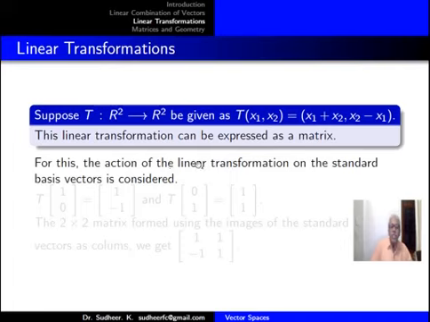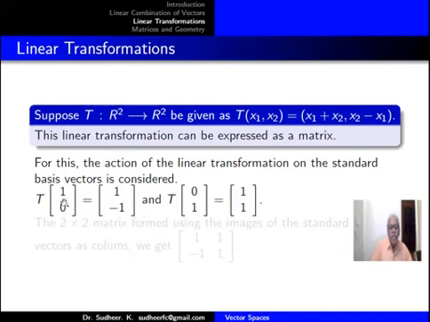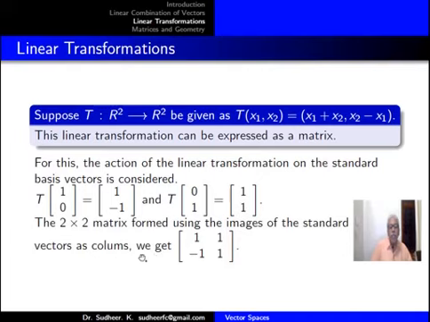Now, let us see how this linear transmission is expressed as a matrix. For this, the action of the linear transmission on the standard basis vectors is considered. So, T acting on (1, 0) is equal to (1, minus 1), and T acting on (0, 1) equal to (1, 1). The 2 by 2 matrix formed by the images of the standard basis vectors as columns will be [1 1; minus 1 1]. And we will see that this will be the matrix corresponding to the linear transmission T.